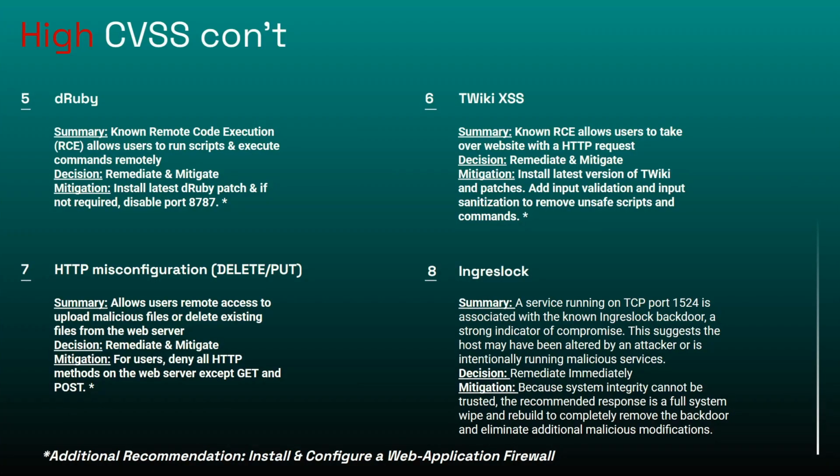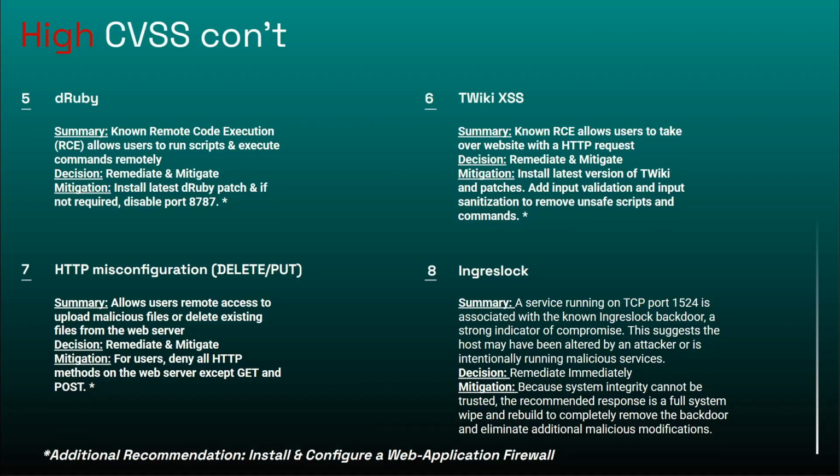Number 7 is HTTP misconfiguration for delete and put. This allows users remote access to upload malicious files or delete files from the web server. Recommendation is to remediate and mitigate. For all users, explicitly deny all HTTP methods on the web server except GET and PUT.